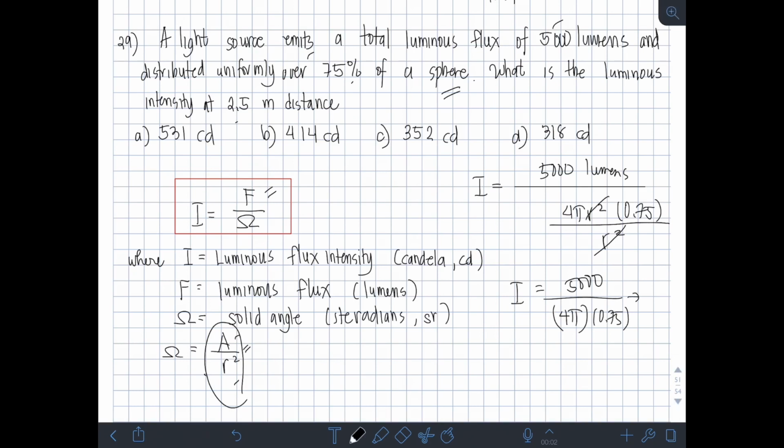Okay, so magiging unit na ngayon dito is candela or CD. So, using calculator, anong value nito? 5,000 divided by 4 pi times 0.75. So, approximately 531 candela. So, the answer is letter A.